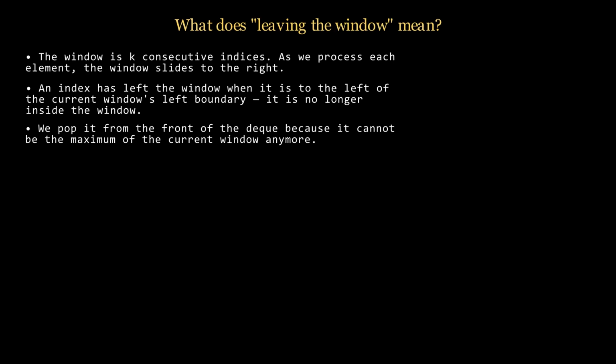What does leaving the window mean? The window is k consecutive indices. As we move right, the window slides and its left boundary moves. An index has left the window when it is to the left of that boundary, it is no longer inside the window. So we pop it from the front of the deque because it cannot be the maximum of the current window anymore.